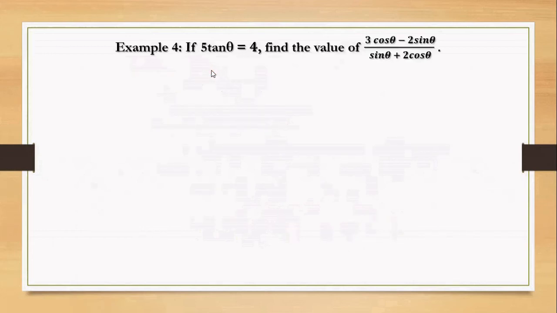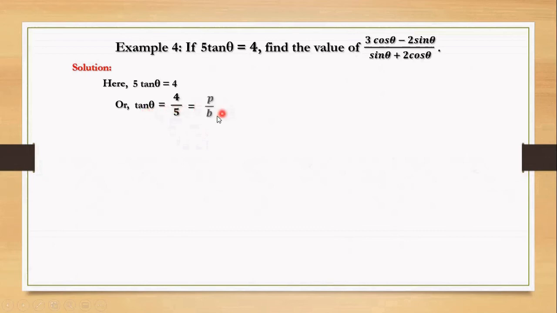One more example. Given that 5 tan theta equals 4, you have to find the value of this trigonometric expression, 3 cos theta minus 2 sin theta by sin theta plus 2 cos theta. Let's start from the given, that is 5 tan theta equals 4. We can also write it as tan theta equals 4 by 5.